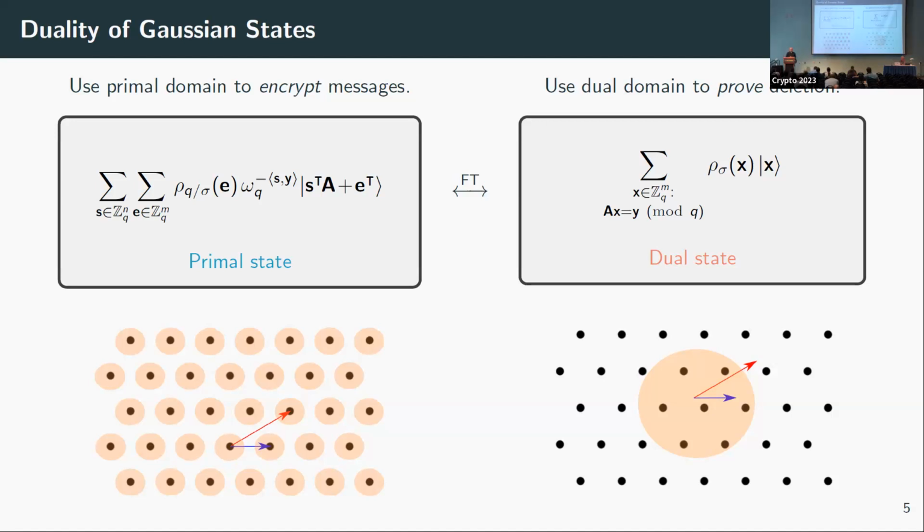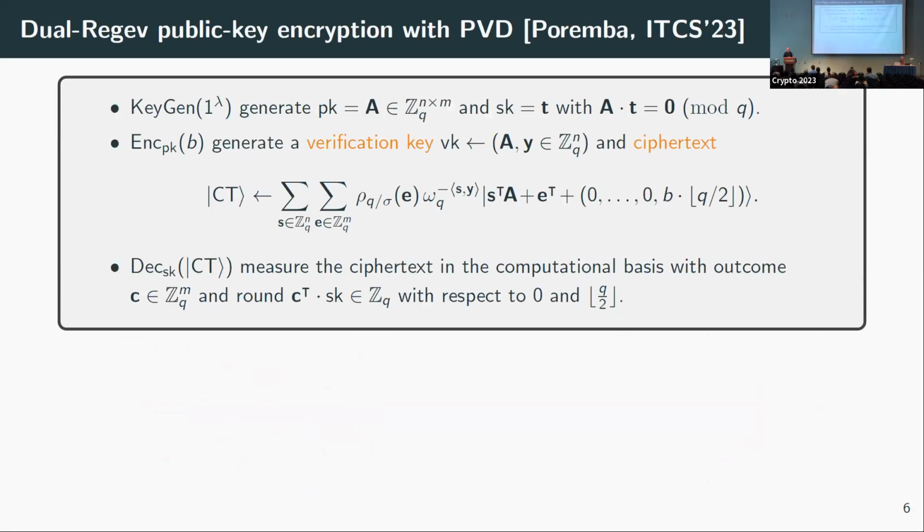Okay, so this leads to the following encryption scheme, which I propose. We essentially do dual Regev in superposition. So the public key is a matrix A, which is sampled with a short trapdoor vector. And the ciphertext is, like I said, a superposition of essentially dual Regev ciphertexts. And we add this bit b as an additive shift. Okay, and decryption correctness is preserved just by classical dual Regev essentially.